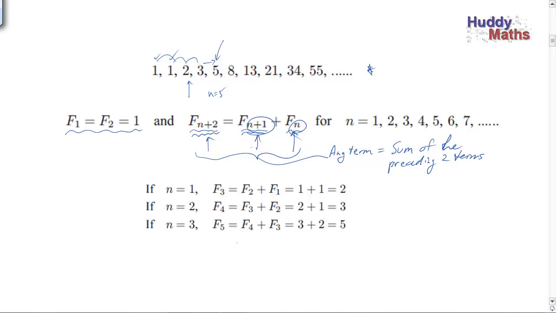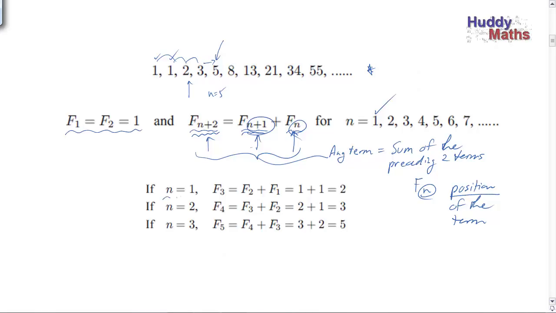N is the one before n plus 1, and n plus 1 is the one before the n plus 2th there. Okay, so this subscript here is the position of the term. The position of the term. So we saw that in the earlier presentation. Okay, and so you would start off with n is 1.